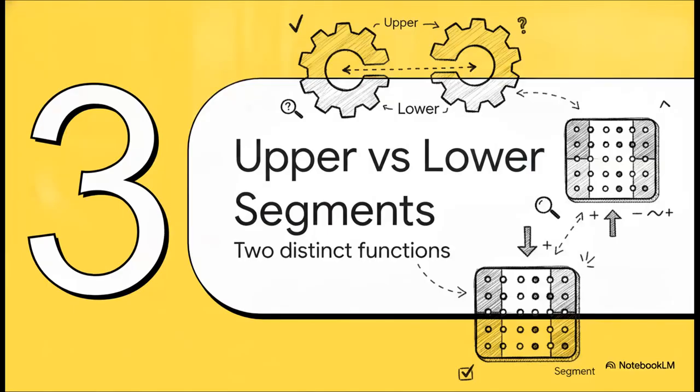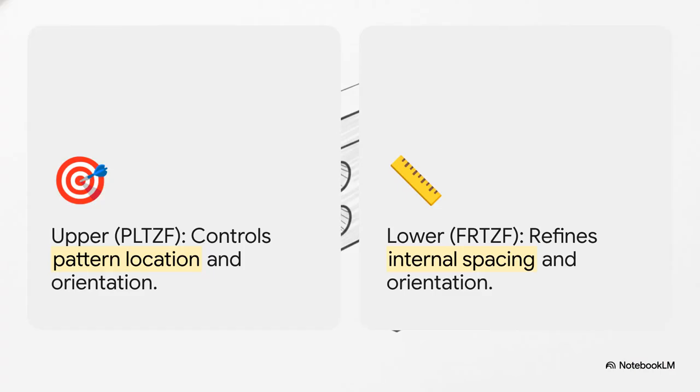Let's look at how this actually works in Section 3, upper versus lower segments. And this brilliantly illustrates the mechanics. The top half is called the Pattern Locating Tolerance Zone Framework. Think of this upper segment as the boss. It controls the entire pattern as a rigid unit, dictating its overall location and orientation relative to the specified datums. The bottom half is the Feature Relating Tolerance Zone Framework. This lower segment is a refinement. It doesn't locate the pattern at all. Instead, it tightly controls the feature-to-feature spacing and the orientation within the pattern itself.